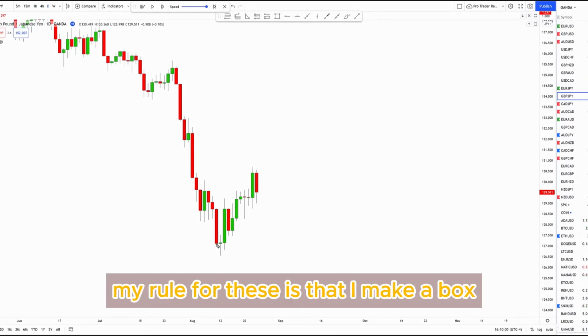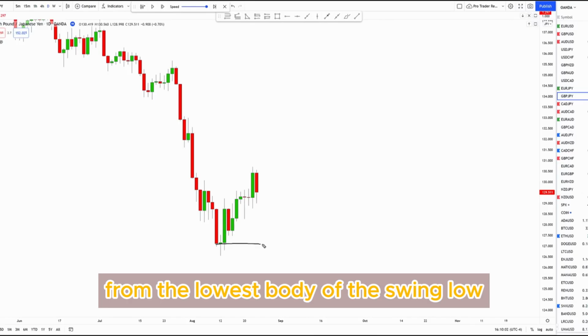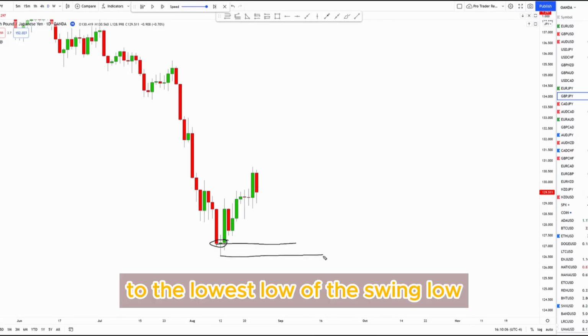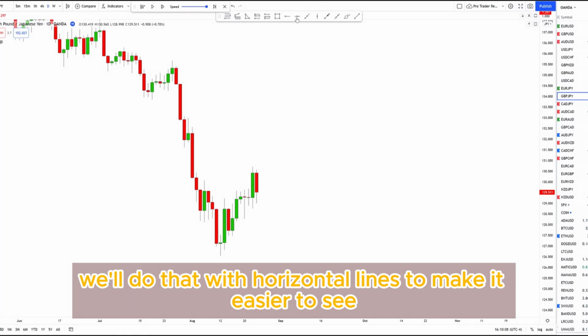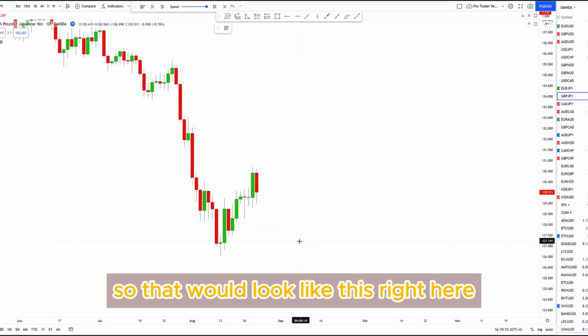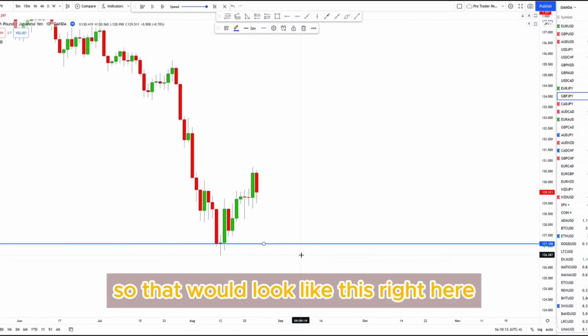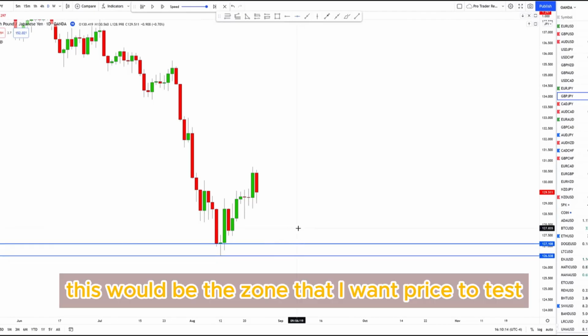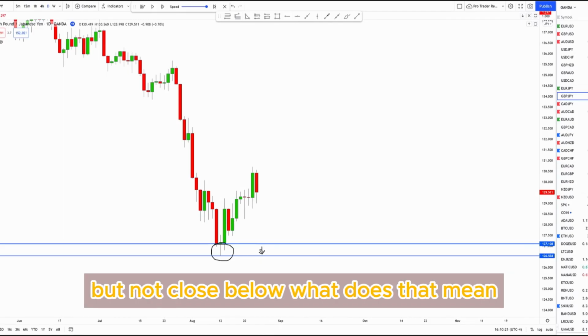My rule for these is that I make a box from the lowest body of the swing low to the lowest low of the swing low. We'll do that with horizontal lines to make it easier to see. So that would look like this right here. This would be the zone that I want price to test but not close below.